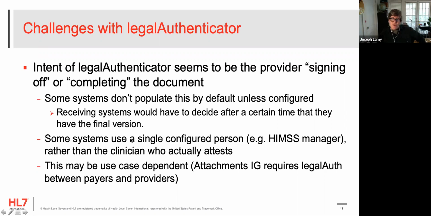Some systems do use a single configured person, so it might be a HIMSS manager rather than the clinician who attests. And it seems like this was envisioned. I went back to the Keith Boone CDA book to learn about this, and it may be that this is appropriate. I want to ask this group about that. It may be use case dependent. So I looked at the attachments IG where a legal authenticator is required, because I saw that was called out by the new version of the companion guide.